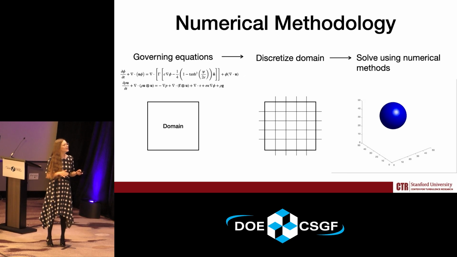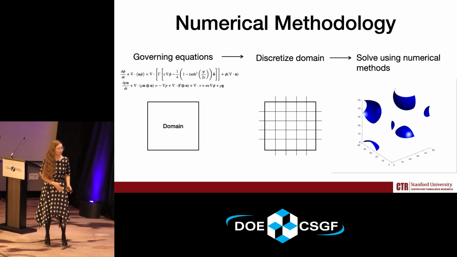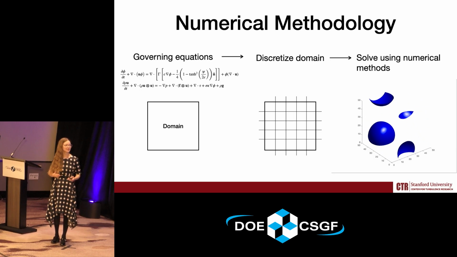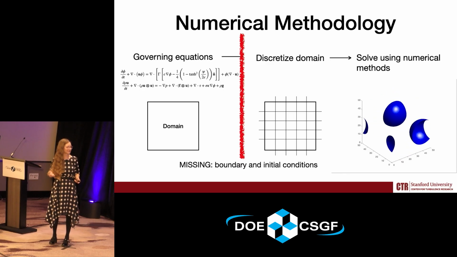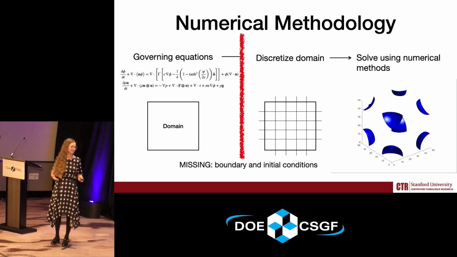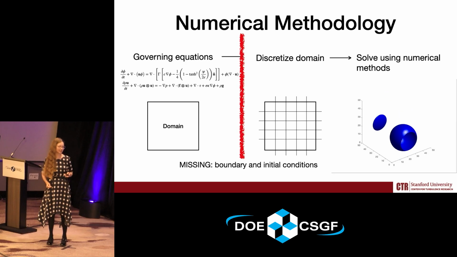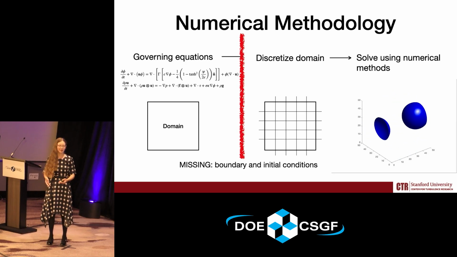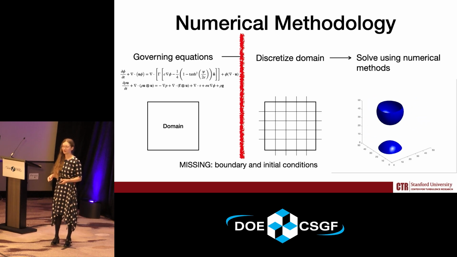So, numerical methodology. We have our governing equations we'd like to solve in a domain, we discretize the domain, and then we solve using numerical methods, right? Well, we've actually forgotten something. We forgot the boundary conditions and also the initial conditions. The initial conditions are pretty trivial: you just have a drop, your starting drop. But I'd like to really dive into the boundary conditions that we'd like to set at the wall.